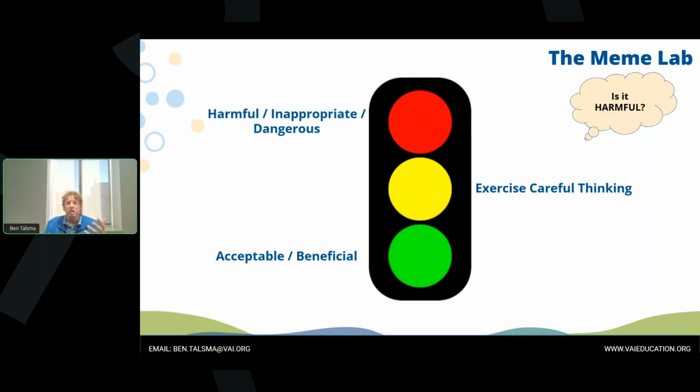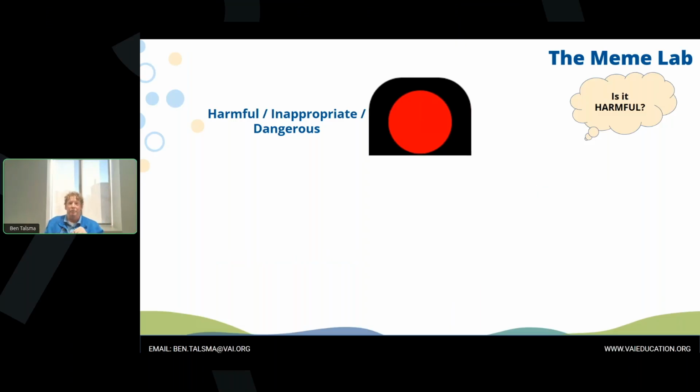Right? We can think about some of those memes being red light. These are not things that we are going to engage in our class, and things that we would caution you against engaging in. These are harmful, inappropriate, potentially dangerous activities. In the green category, we have things that are acceptable or even beneficial, things that we might want to encourage. And then there are some things that are in a gray area, which ironically we have labeled yellow, where we need to exercise some careful thinking.